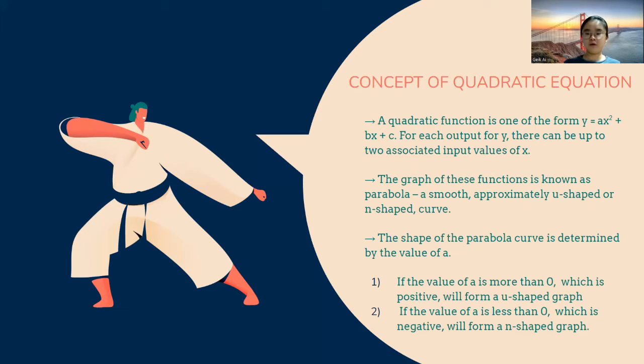The graph of this function is known as a parabola, a smooth approximate U-shaped or N-shaped curve. The shape of the parabola curve is determined by the value of a. If, let's say, the value of a is greater than 0, that means the value is positive, we will obtain a U-shaped graph like a smiley face. While if the value of a is less than 0, that means the value of a is negative, we will obtain an N-shaped graph. It's like a sad face.